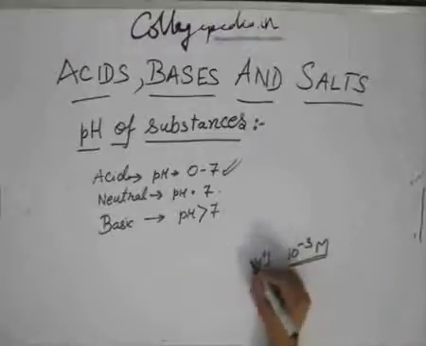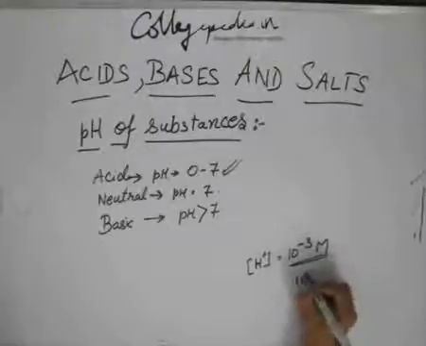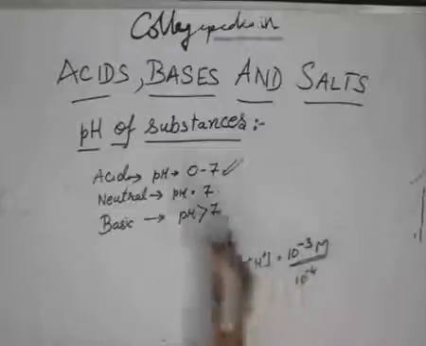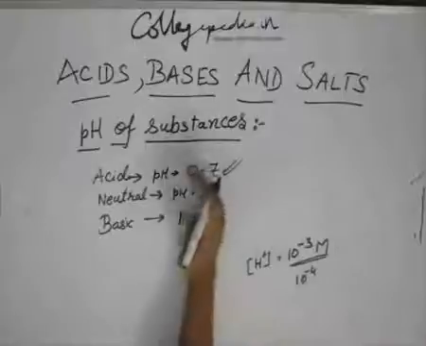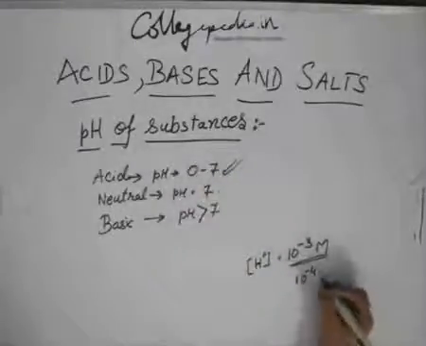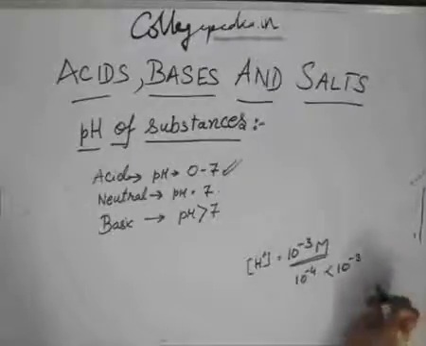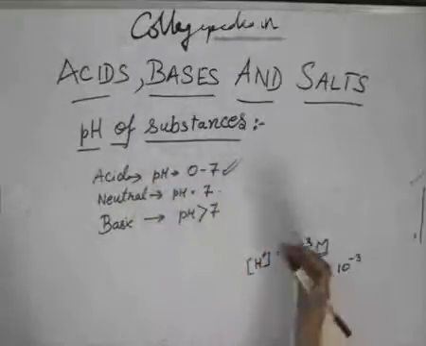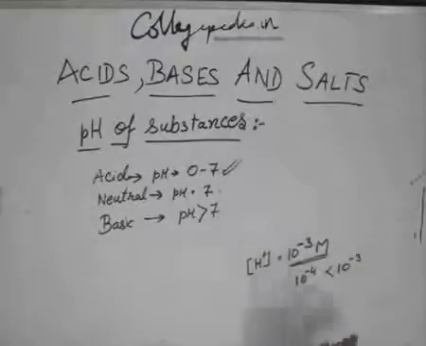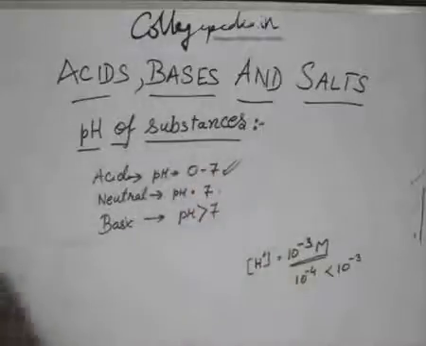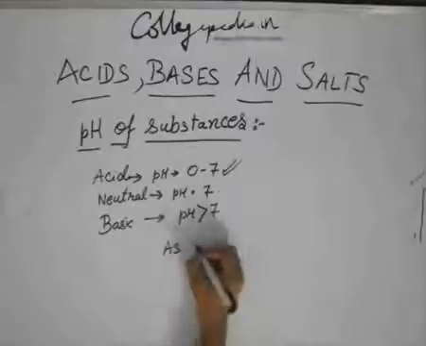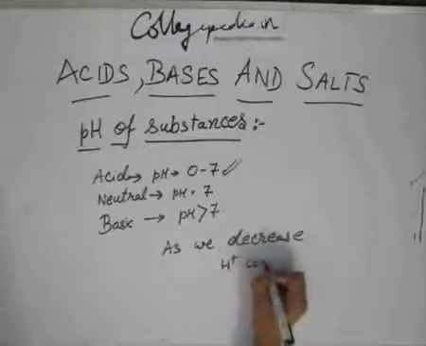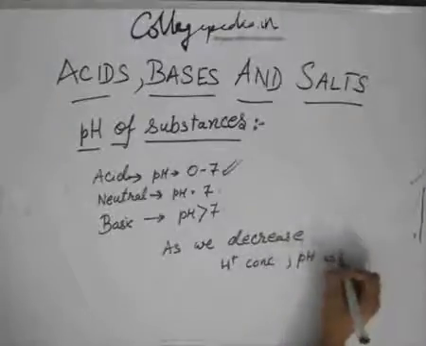And you see that the hydrogen ion concentration is 10 to the power minus 3 molar. If it is 10 to the power minus 4 molar, the pH will come out to be 4, and if it is 10 to the power minus 5, 10 to the power minus 6, it will come out to be 5, 6. This 10 to the power minus 4 is obviously less than 10 to the power minus 3. So as we decrease the concentration of H plus, the pH increases. We are decreasing from 10 to the power minus 3 to 10 to the power minus 4 to 10 to the power minus 5, and the pH is increasing from 3 to 4 to 5. So as we decrease the H plus concentration, pH will increase.